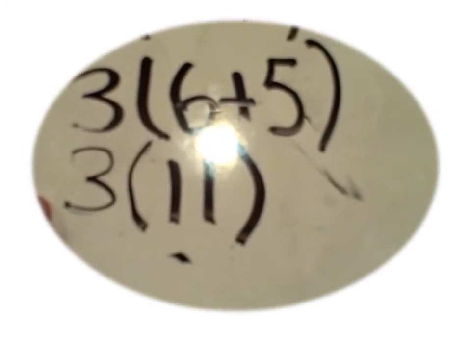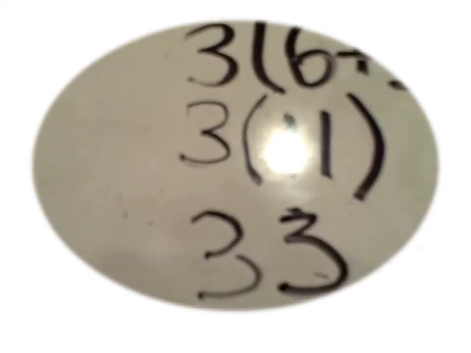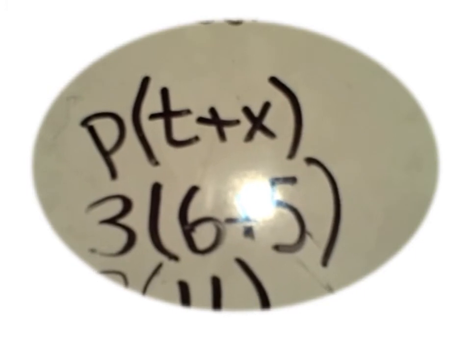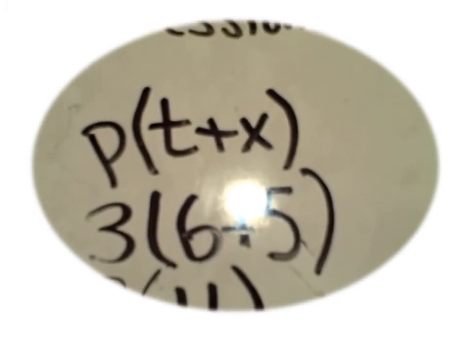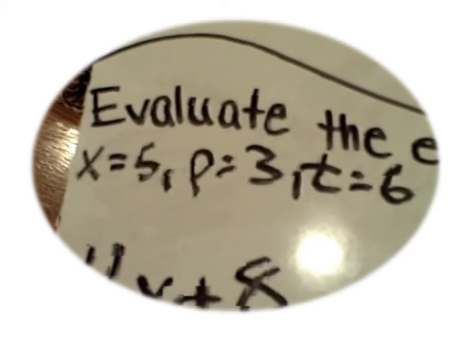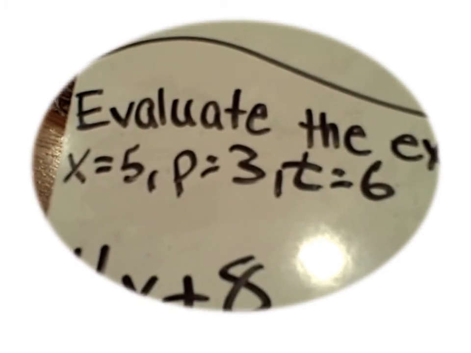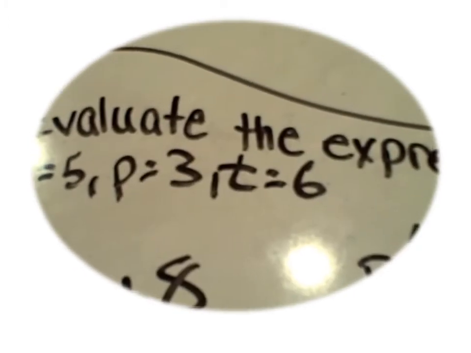So you add 6 plus 5, which equals 11, and you bring the 3 outside the parentheses down to complete the equation. 3 times 11 is 33. 33 is the answer to p times (t plus x) using x equals 5, p equals 3, and t equals 6. Evaluating and writing algebraic expressions is Lesson 2-1.